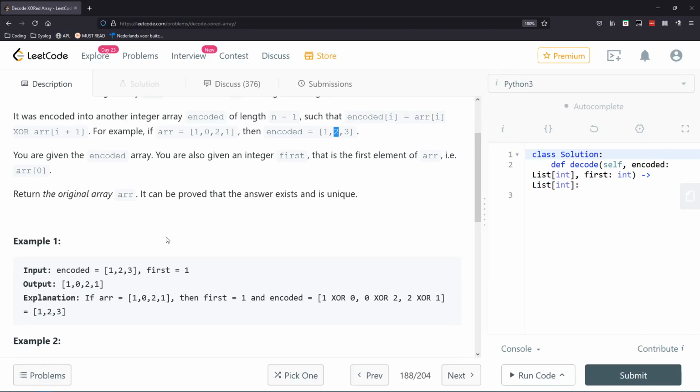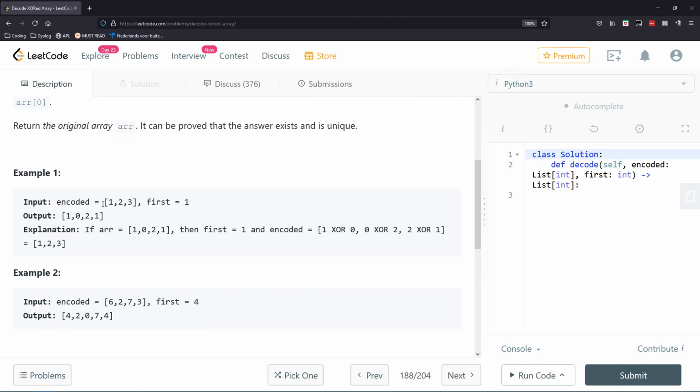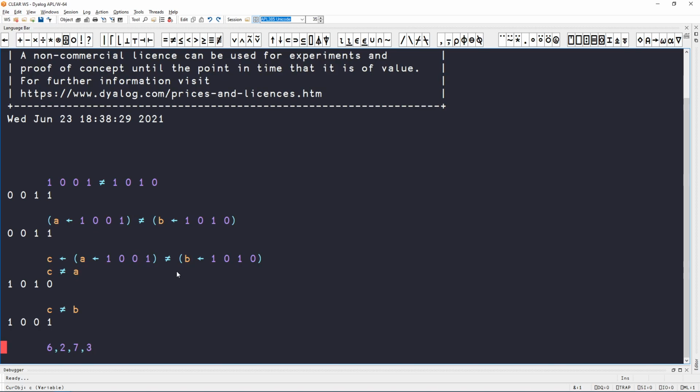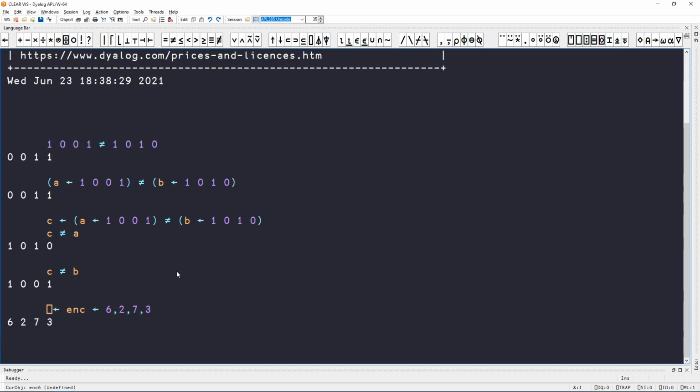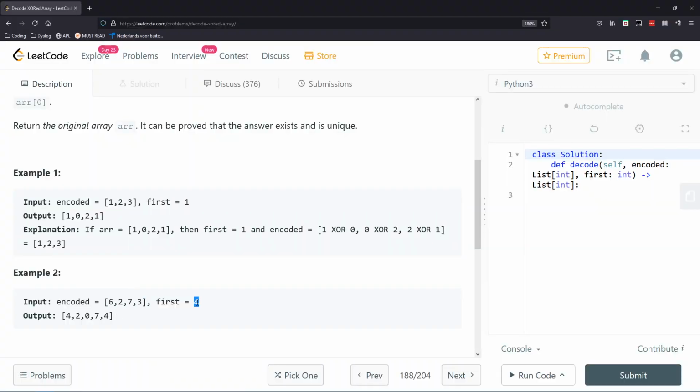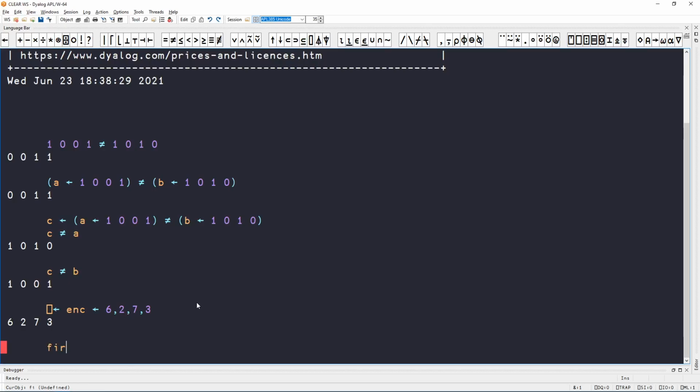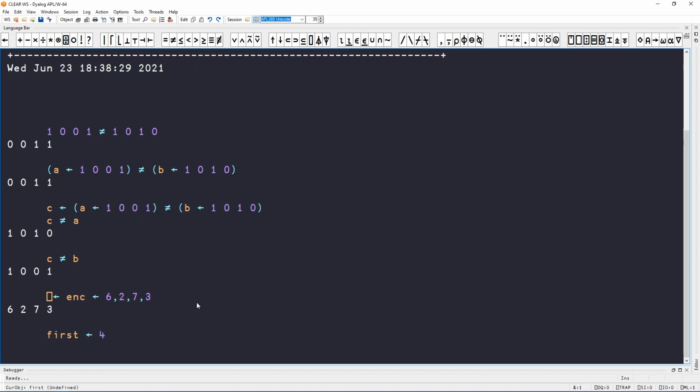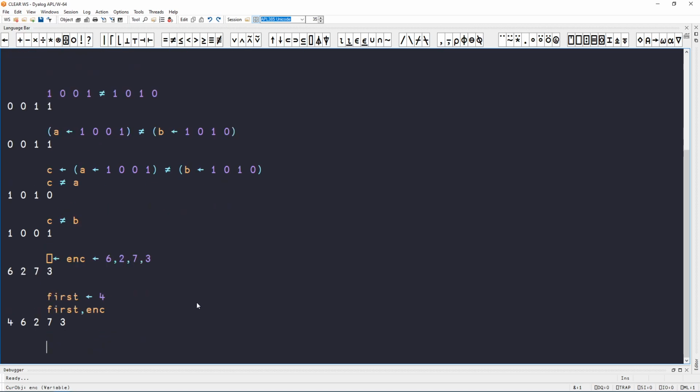So all we need to do is take our array and our original number, build the binary expansions of all of those numbers, and then XOR everything. So how do we do that? Let's see. These are the numbers we get. This is the encoded, and it looks like this. And this is the first one, just a 4. Now we can append both together so that this goes in there.